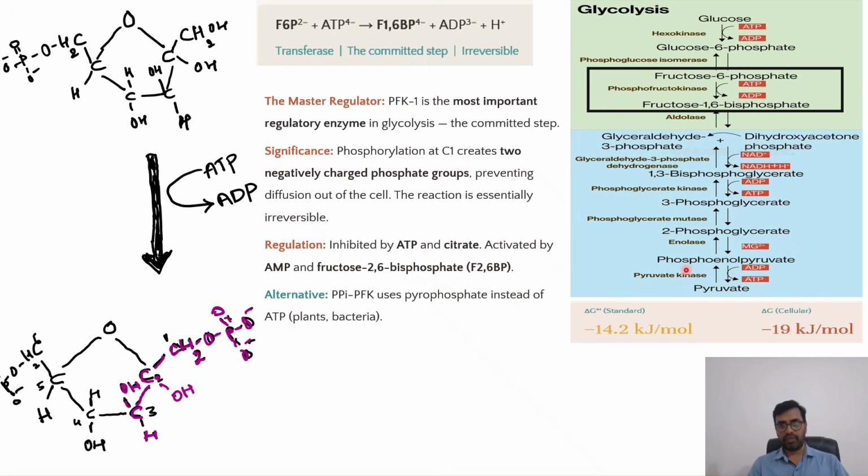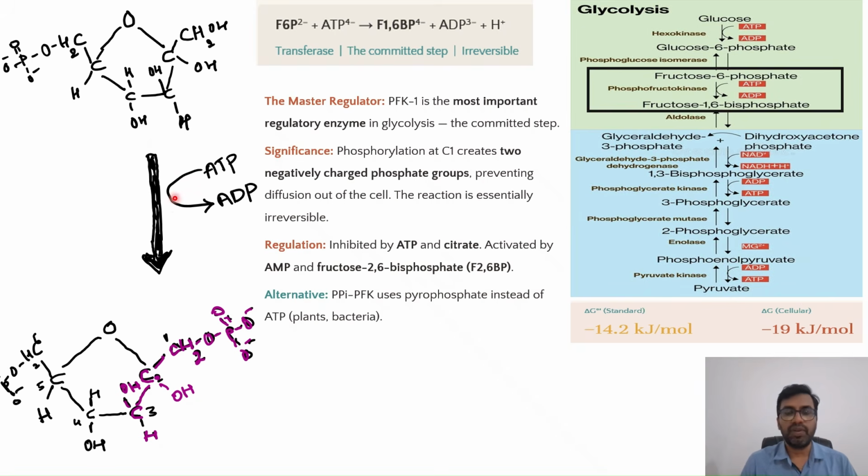This reaction is highly exergonic in nature. Exergonic means that the delta G value is highly negative. What does that mean? When fructose 6-phosphate gets converted into fructose 1,6-bisphosphate, it will liberate a large amount of energy, which is 90 kilojoule per mole. Because of that, this particular reaction is highly irreversible.